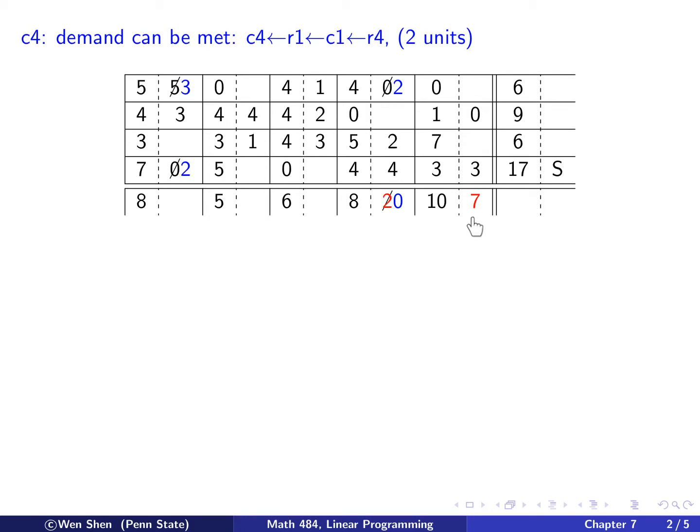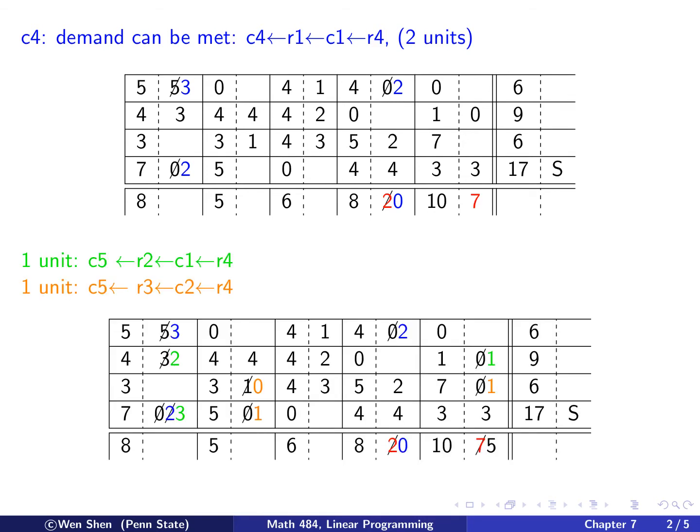But then we see that we still have unmet demand in column 5. Okay, so let's see what we can do to adjust for column 5.